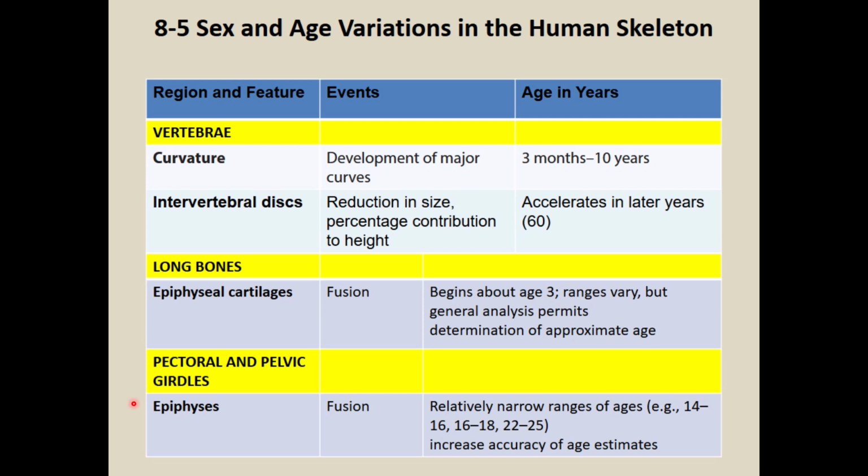The epiphyses of the pectoral and pelvic girdles also close. That happens in the mid-teens to mid-20s. So it varies again from one person to another.